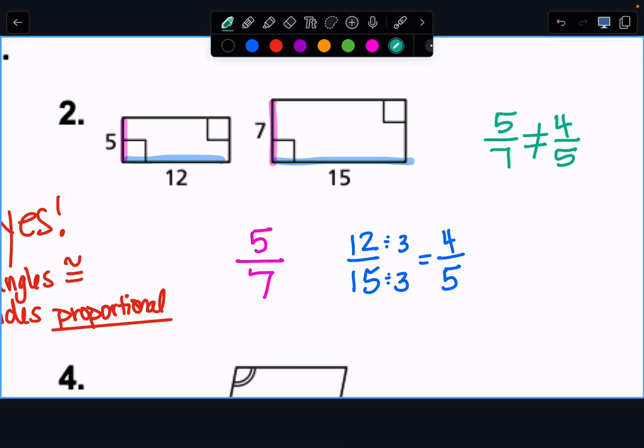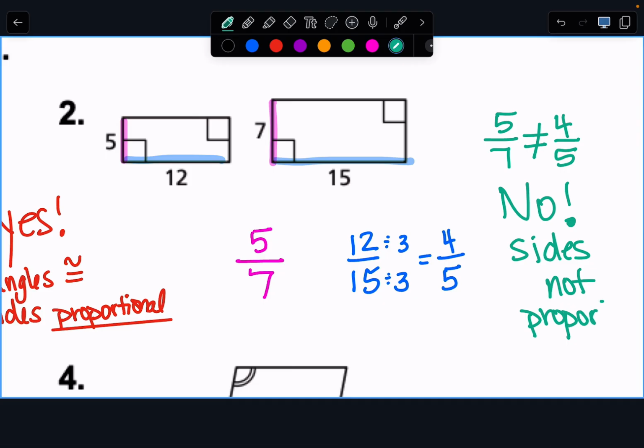Is 5/7 the same thing as 4/5? I don't think so. Those are not the same, okay? So our answer is no. Our sides are not proportional. We need to have the same ratio if we're going to have proportional sides, okay?